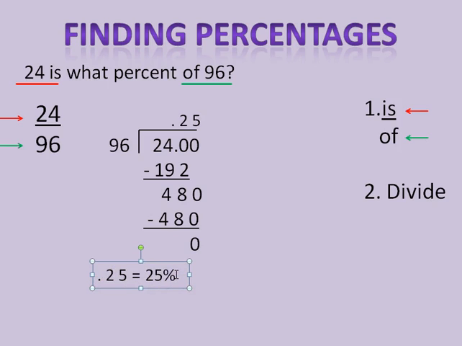In the last lesson, you know how we took the percent and moved the decimal over 2 places to the left to get our decimal form. Well, we move it over 2 places to the right to get the percent form. So we know that 24 is 25% of 96. We use division, and we set up our division by going is over of. 24, the is, goes on the top, 96, the of, goes on the bottom, then we divide.